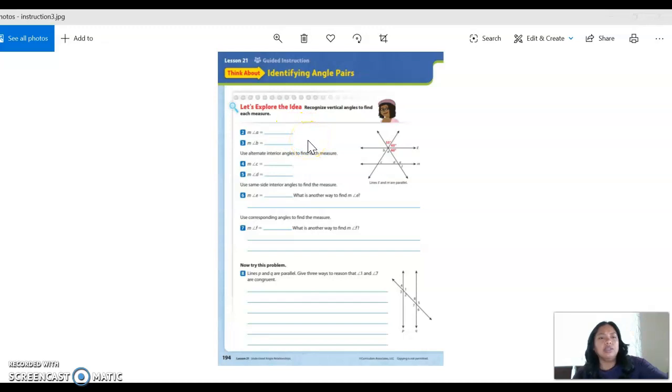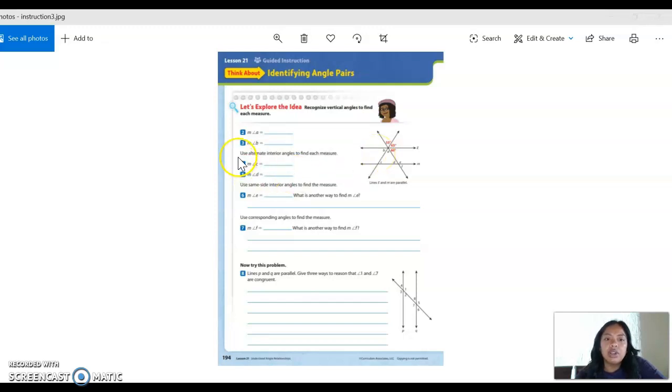Okay, the next one. Number 3, the measure of angle B. Here's angle B. What information do you have that's going to help you find out what the measure is? So look for what you have. These are vertical angles. Again, they are across from each other. Vertical angles are equal. Since this is 65, what is angle B going to be?